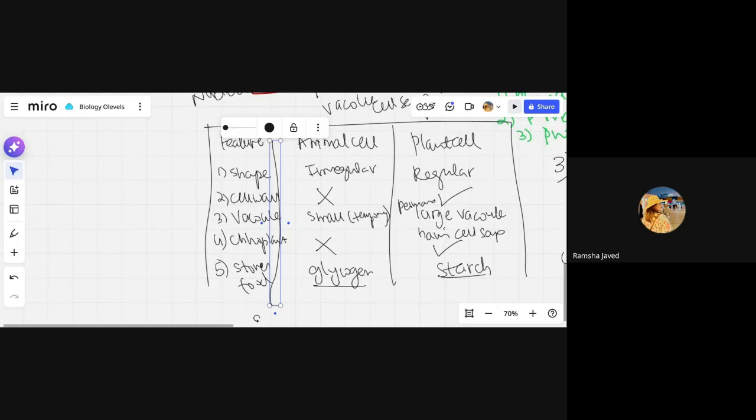Okay, beta, plant and animal cells are different from each other. Number one, okay? They are not same. They have some similar organelles. Mostly the organelles are similar, but they are different also, okay?